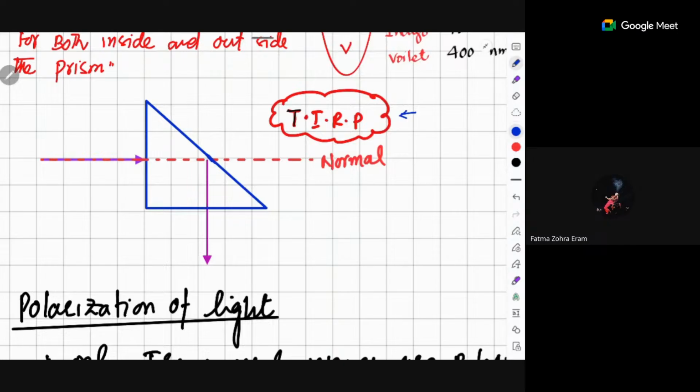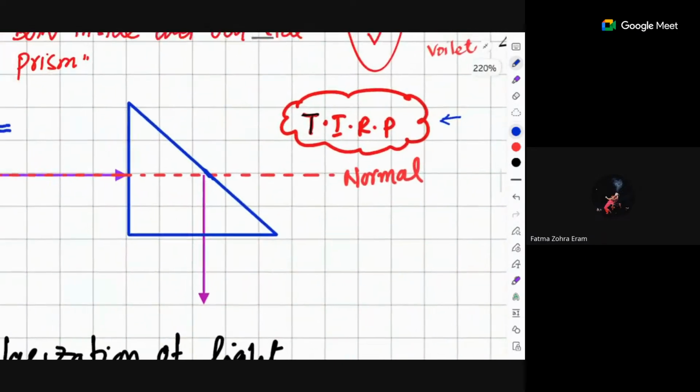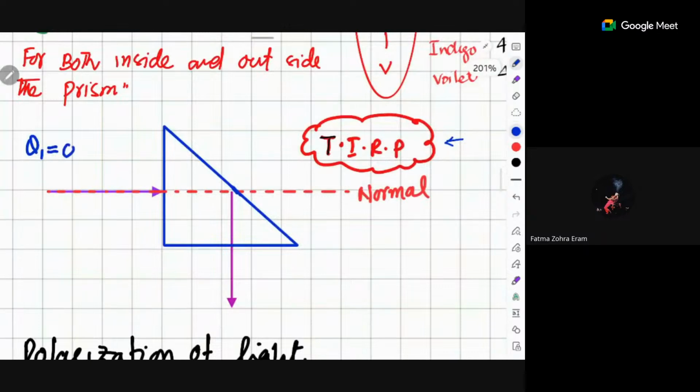So when it is entering parallel to the normal, what is the angle of incidence here? Come on, what's the angle of incidence? Zero. Very good. Why are you so scared? Angle of incidence is zero. So when the angle of incidence is zero, surely the angle of refraction will also be equal to zero. That's it. Okay.